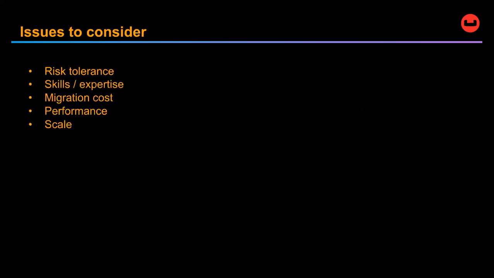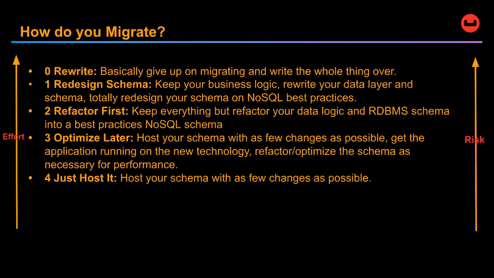When we strategize, we need to think about some things. What kind of risk can we tolerate? What skills and expertise do we have? What is the cost of migration? What are our performance and scalability requirements? There are a lot of different options we have when pursuing this.